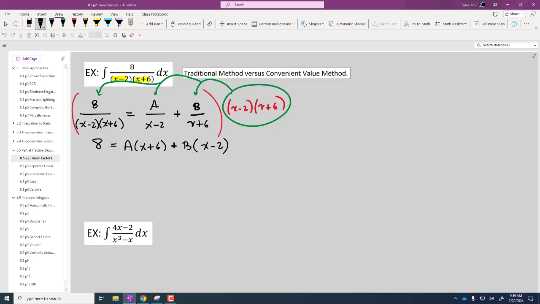Now, here's what the traditional method says. It says, okay, expand everything. So we're just going to multiply everything out.